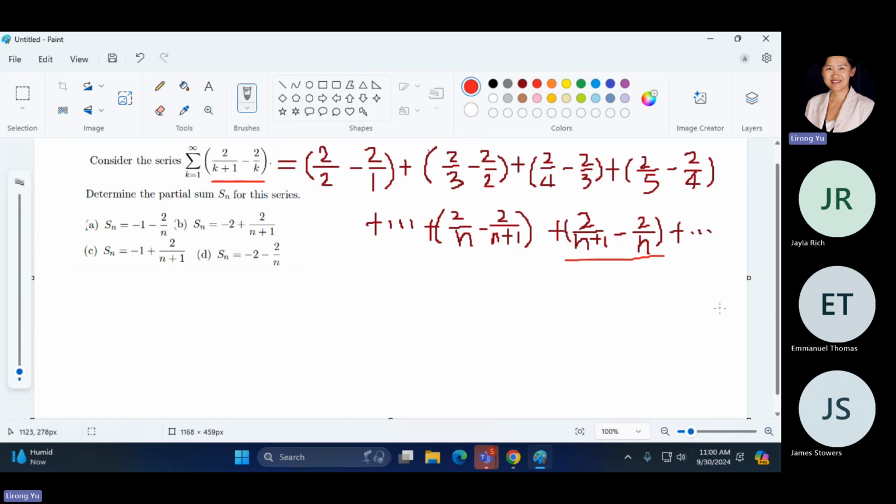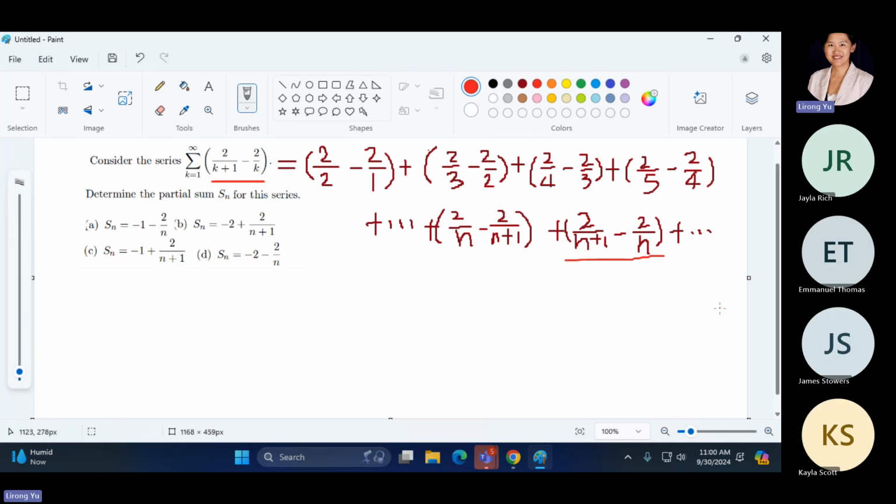Morning. Right, on the board is a question from section 8.2. A telescoping series question determining the partial sum. We're not calculating the summation. We're trying to figure out the way to write S of n.